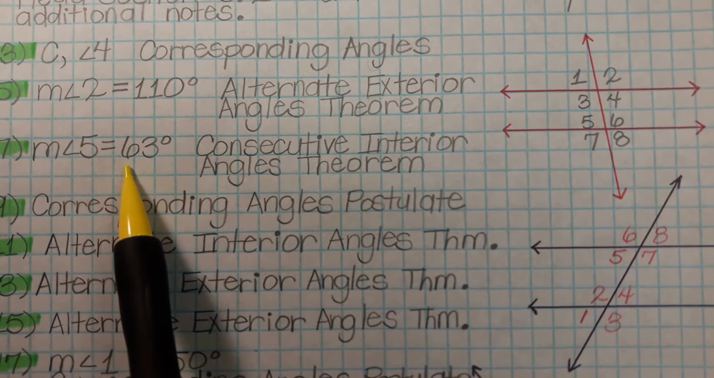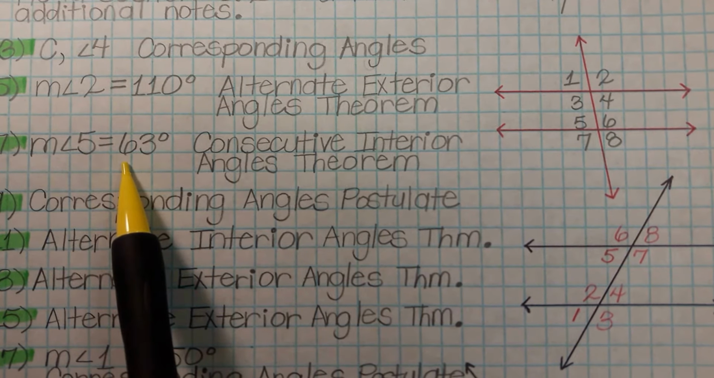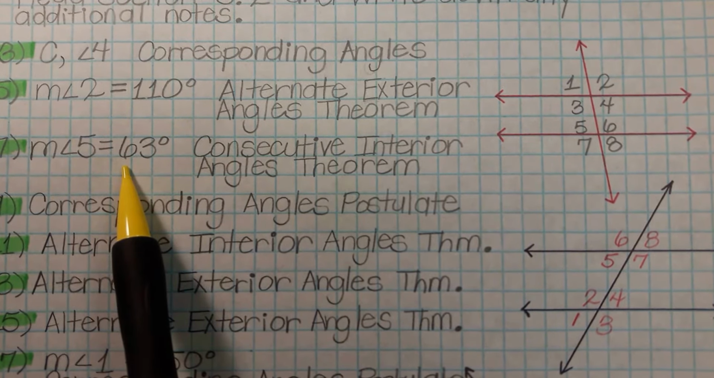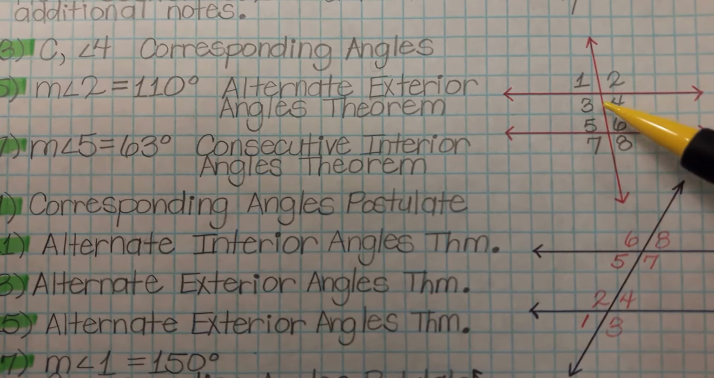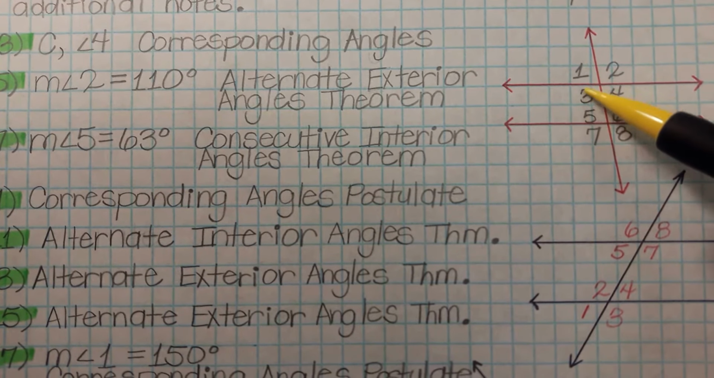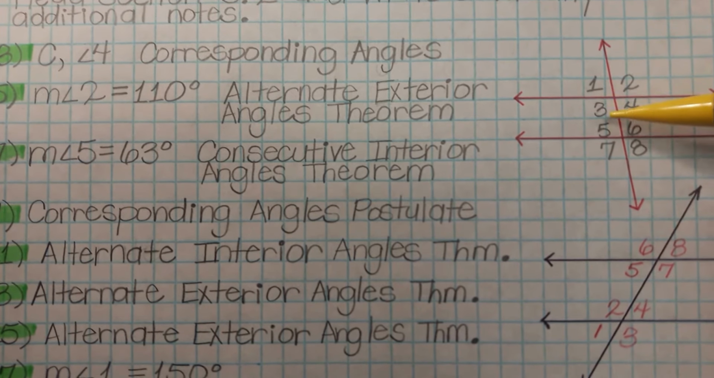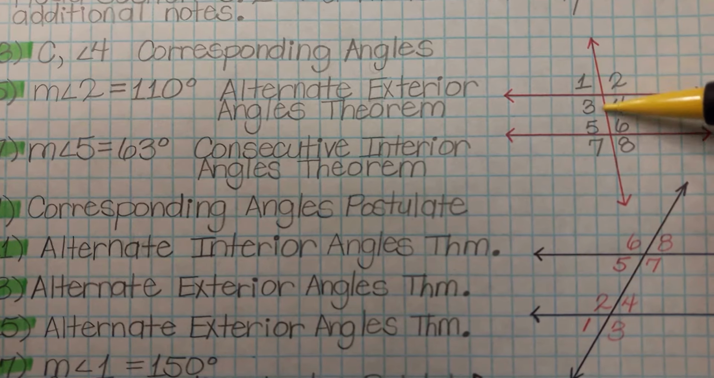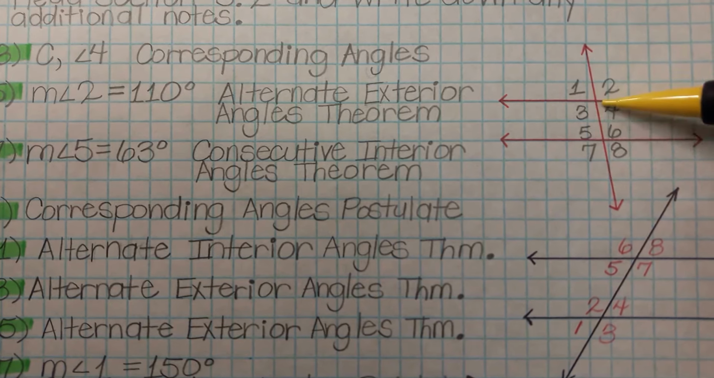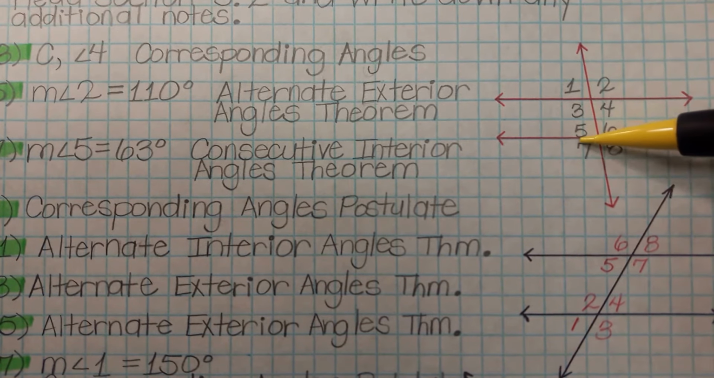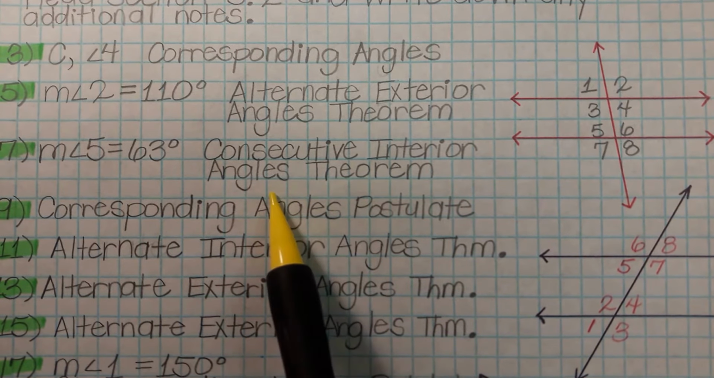Number 7, it says, if the measure of angle 3 equals 117 degrees, then the measure of angle 5 equals blank. Look at the information. We have angle 3, which is 117 degrees, and we're looking for angle 5. If I look at 3 and 5, we notice they're on the same side of the transversal line, and it's one behind the other. They're also inside the two parallel lines. So angles 3 and 5 are my consecutive interior angles.